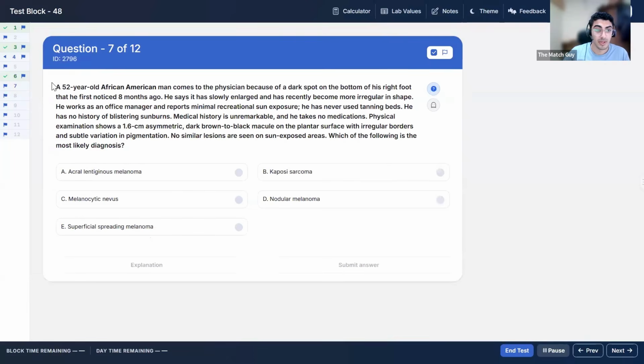Okay. A 52-year-old African American man comes to the physician because of a dark spot on the bottom of his right foot. He says that it has slowly enlarged and has recently become more irregular in shape. Medical history is unremarkable. Physical examination shows a 1.6 asymmetric dark brown to black macule on the plantar surface with irregular border. So this is clearly a melanoma. And what melanoma arises in the palms and soles? Exactly, acral lentiginous. Okay, and he mentioned that this patient is an African American.